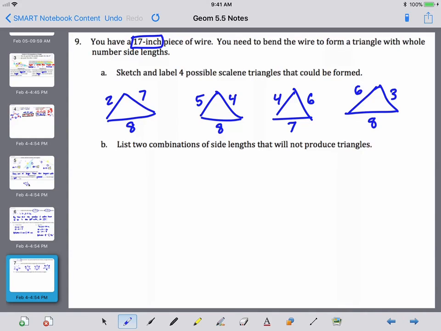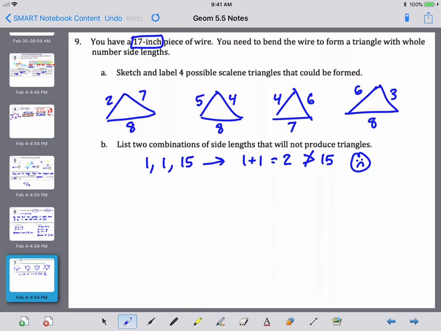Now, a couple of things that wouldn't work. In Part B, we're asked to list two combinations that will not produce triangles. So if I have two side lengths of 1 and 1, and then a third side of 15, well, if you look at your shorter two sides, 1 plus 1 is only 2. And 2 is not greater than 15, so that will not work.